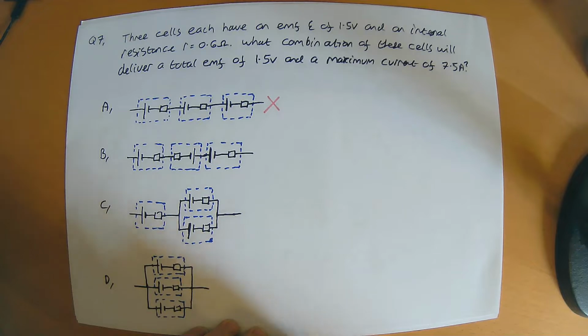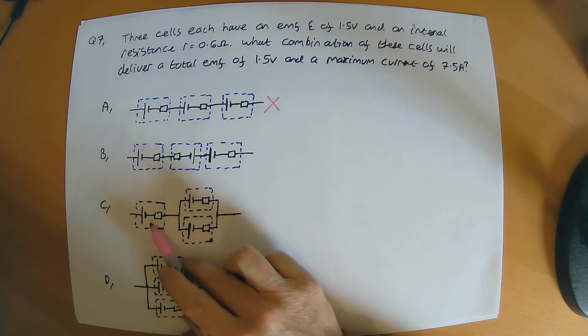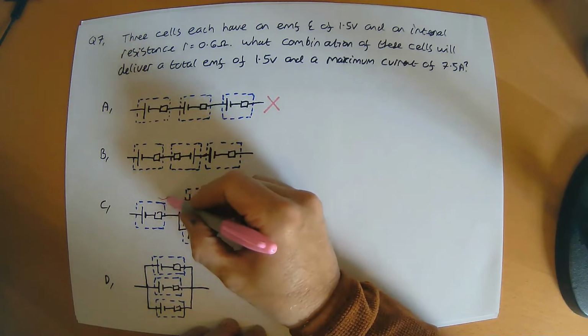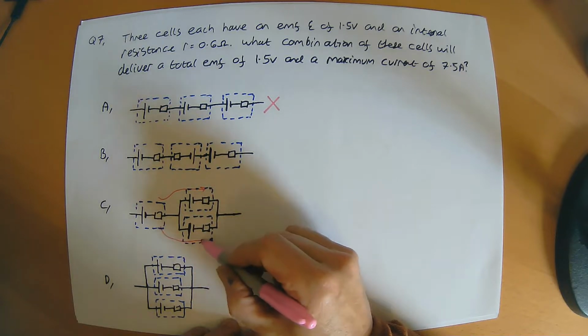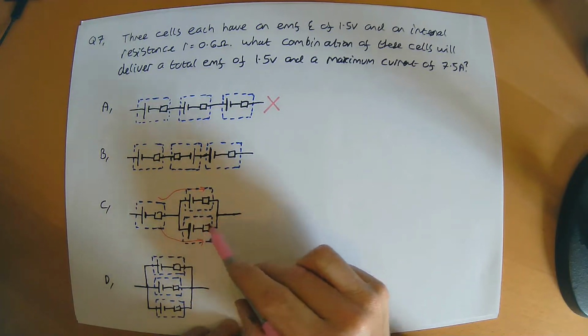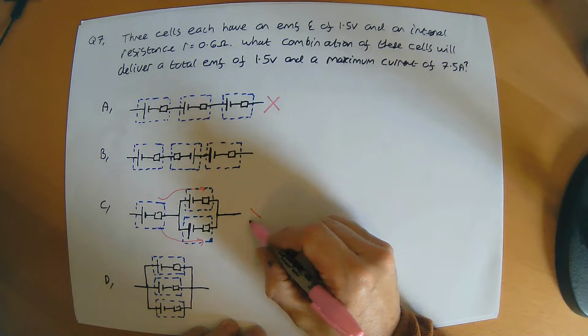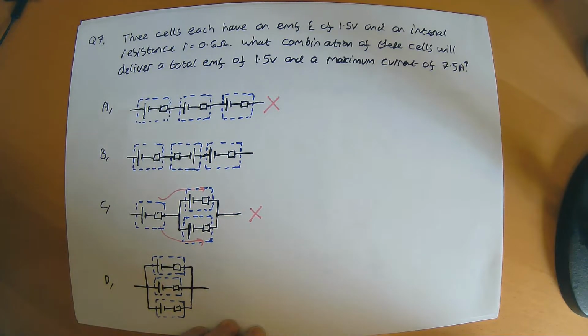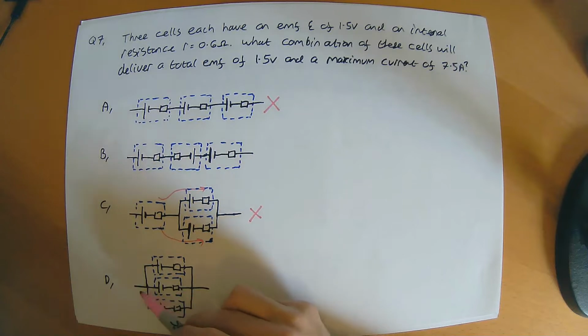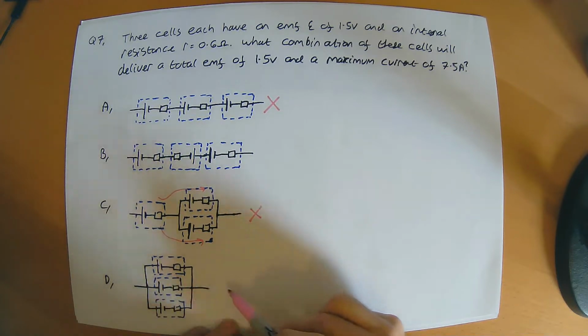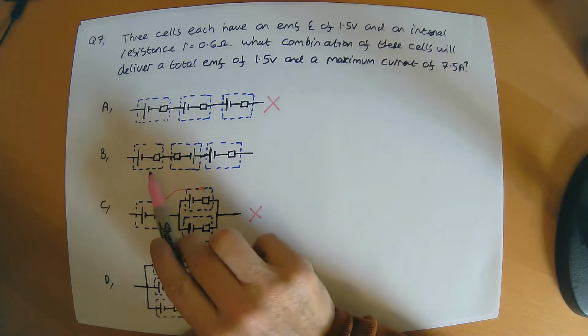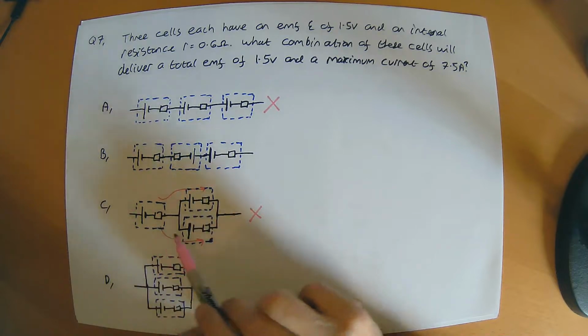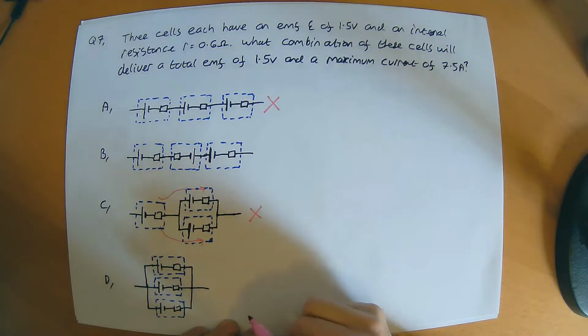We can also rule out this one for the same reason, this 1.5 volts, and current either goes this way or goes that way, so it's 1.5 plus 1.5. That has a potential difference of 3 volts, so it can't be that one. Now both of these, this because the current only goes through a single cell, and this because the cells are reversed, means that they both have an EMF potential difference of 1.5 volts. So this could be true.